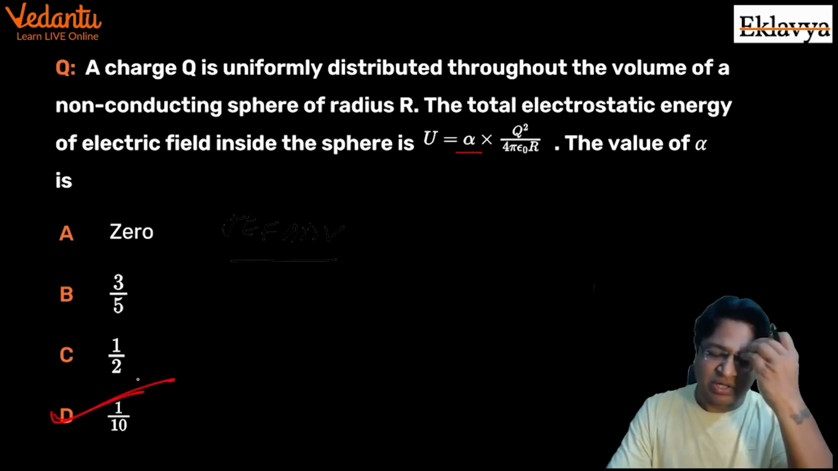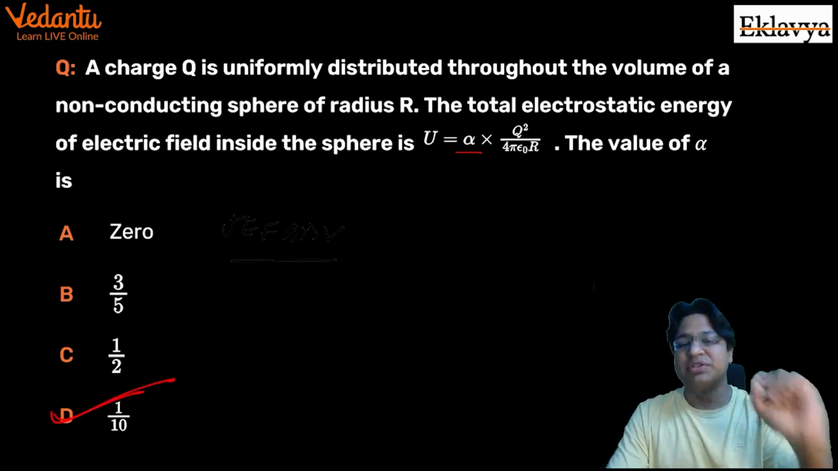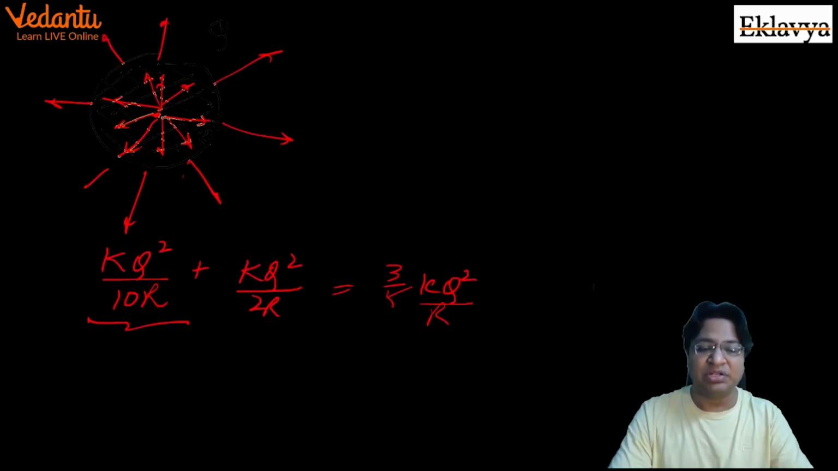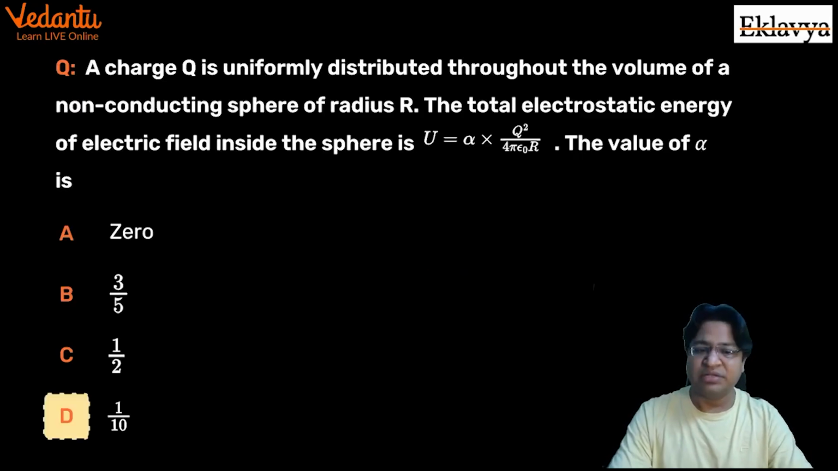So this is again, guys, there were many straightforward questions in this paper in which you were just supposed to remember the result, and these are standard results. If you are preparing for the JEE Advanced examination from a decent institute, this would definitely be taught. So the correct answer would be 1 by 10.